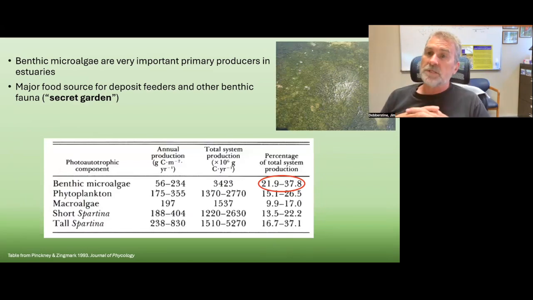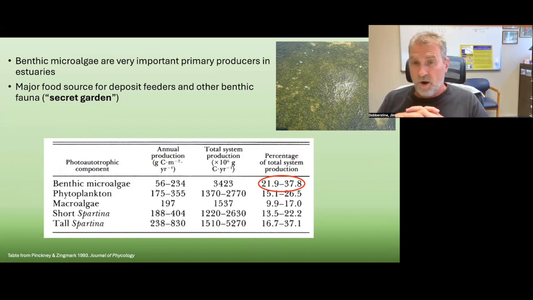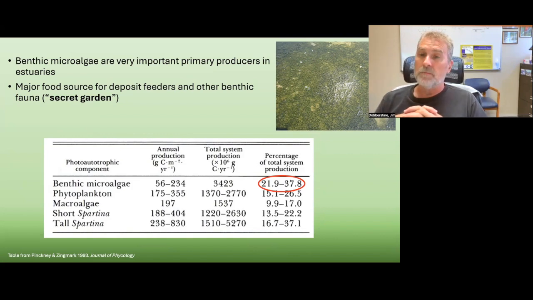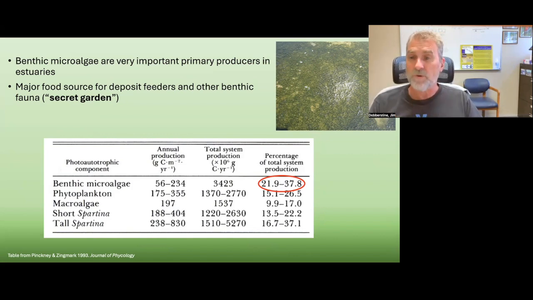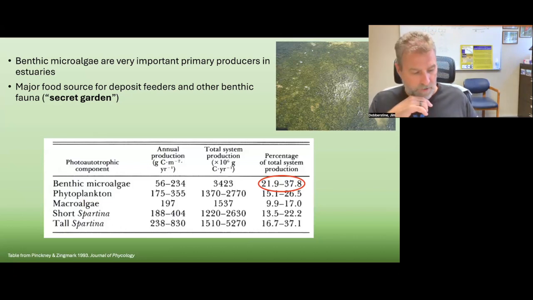All right, so in terms of primary production, we're talking about biomass. Benthic microalgae are really important in that particular role. They're a major food source for deposit feeders and other benthic fauna. And their primary productivity is greater than things like phytoplankton that we've talked about, macroalgae that we're going to talk about here in a minute, even the Spartina that we've talked about, those coastal marsh grasses, right? So really important in terms of their role within these communities, specifically in these mudflats.